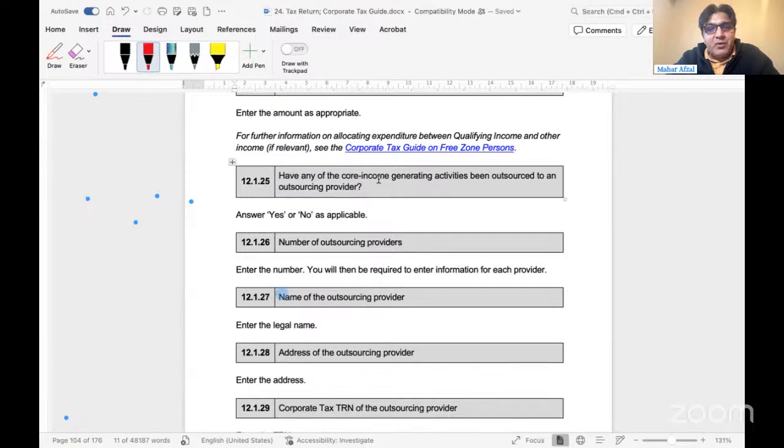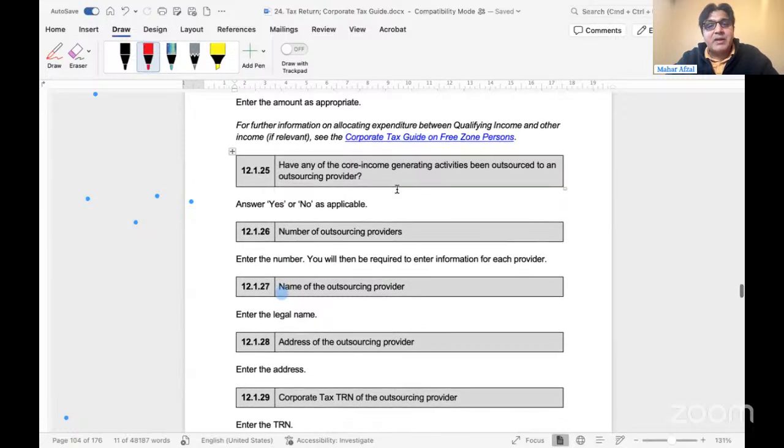Have any of the core income generating activities been outsourced to any outsourced provider? Why are they asking? Because if you are a qualifying free zone person, you need to maintain adequate substance. And adequate substance means you need to perform the core income generating activity, SIGA, in the free zone.